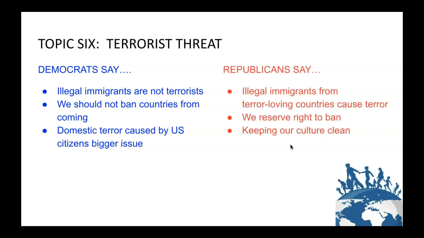Republicans, on the other hand, would say that illegal immigrants from terror-loving countries cause terror, and we reserve the right to ban them from coming in, especially if a worldly event happens where we need to secure our border. If you think about the coronavirus pandemic, it's clear that we, of course, banned certain people from certain places from coming into the country for a period of time to take proactive measures to help the United States in its security. Many Republicans suggest that we would keep our culture clean by not allowing terror-loving terrorists to come into the United States in this way to corrupt society.